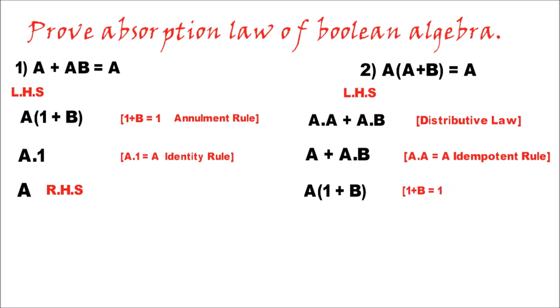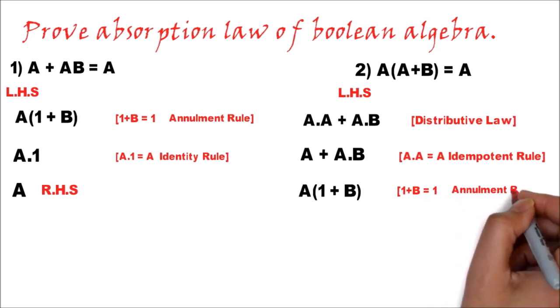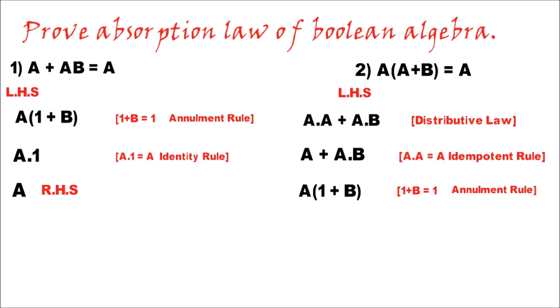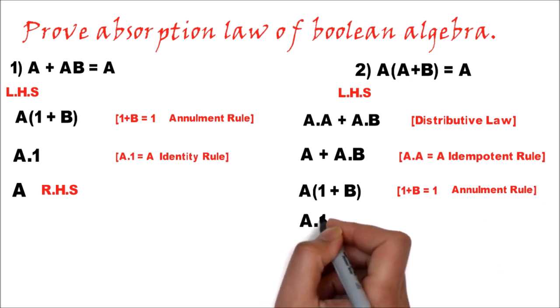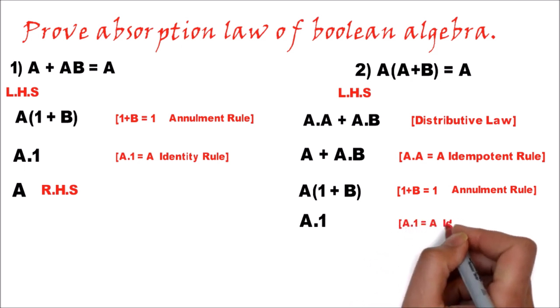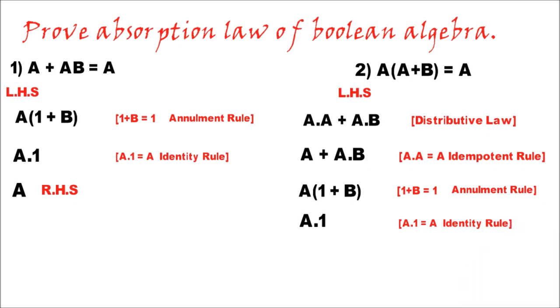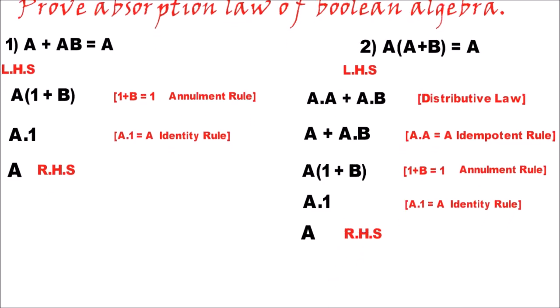Again, 1 plus b is equal to 1, which is the annulment rule. So 1 plus b can be replaced with 1 and the statement will be a dot 1. Now a dot 1 is equal to a according to the identity rule. And the final result is a, the RHS of the above statement.